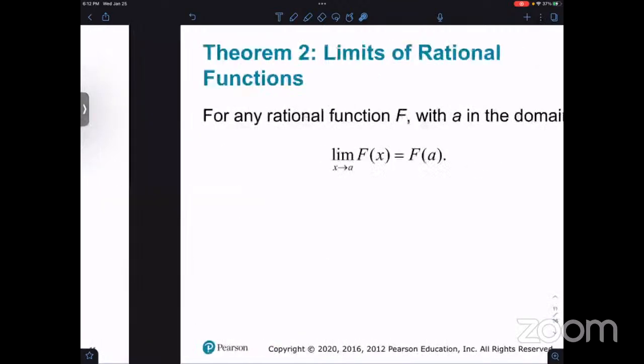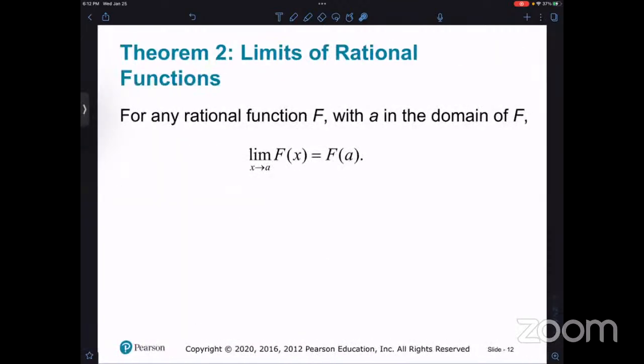So for any rational function f, with a in the domain of f, the limit as x approaches a of f of x is f of a. So if you have a rational function f where a is in the domain of f, then when you evaluate the limit as x approaches a of that function, you can essentially just evaluate the function at that value. That's essentially what I've been doing. That's what you keep seeing me do, is this property here, right? It kind of becomes second nature, and you start to notice when you have to adjust, right? And so we'll talk about it as it arises, right?